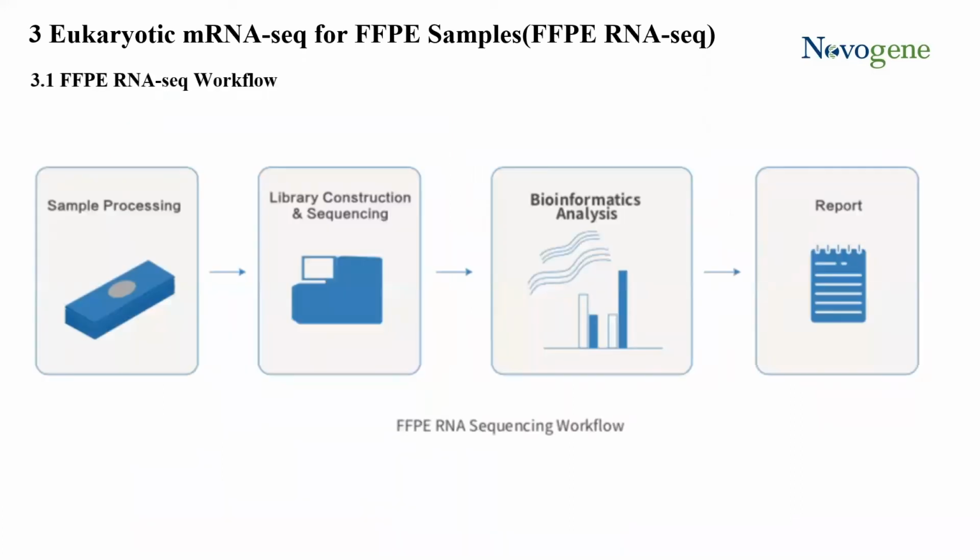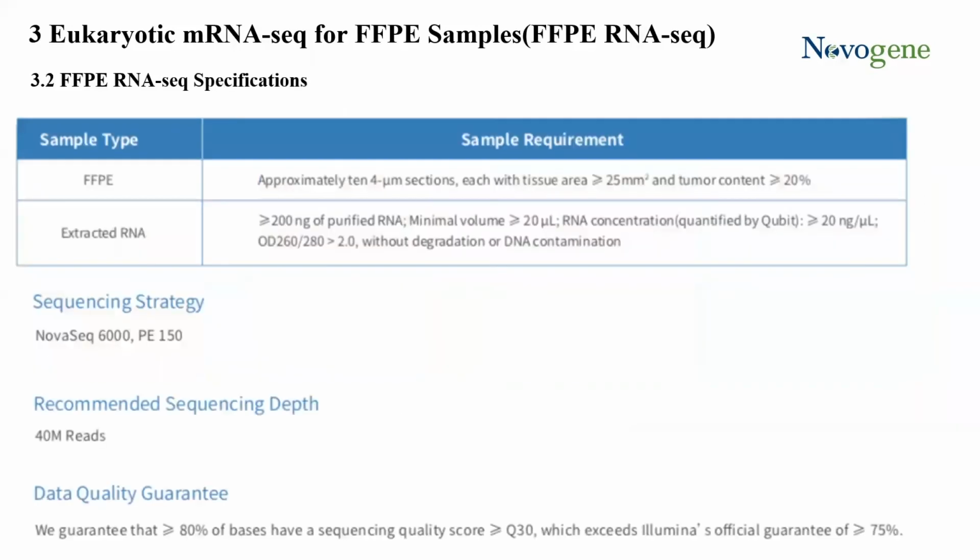The FFPE RNA-seq workflow is pretty similar to our eukaryotic mRNA-seq pipeline. It goes from sample processing to library construction to our bioinformatic analysis and finally to our final report. So if you want to send us FFPE samples, how much of those do you need to send us? If you intend on sending FFPE samples, you should send us at least 10 4-microgram sections, each one of them with a tissue area of at least 25 micrometers squared and a tumor content of at least 20%.